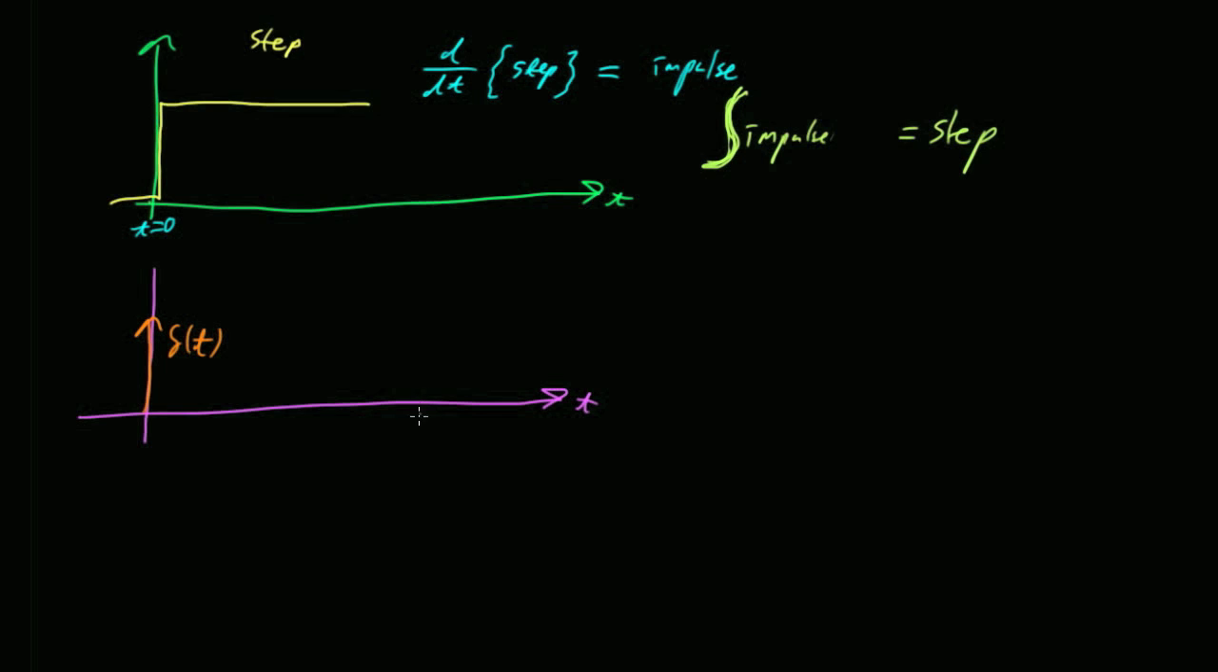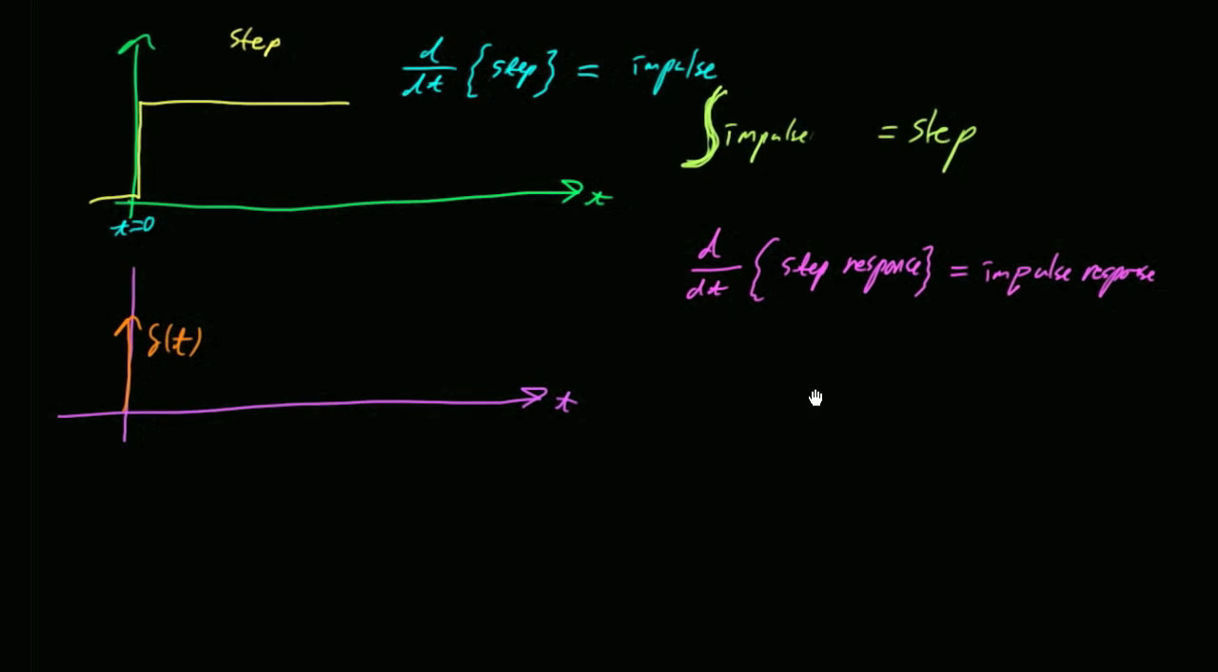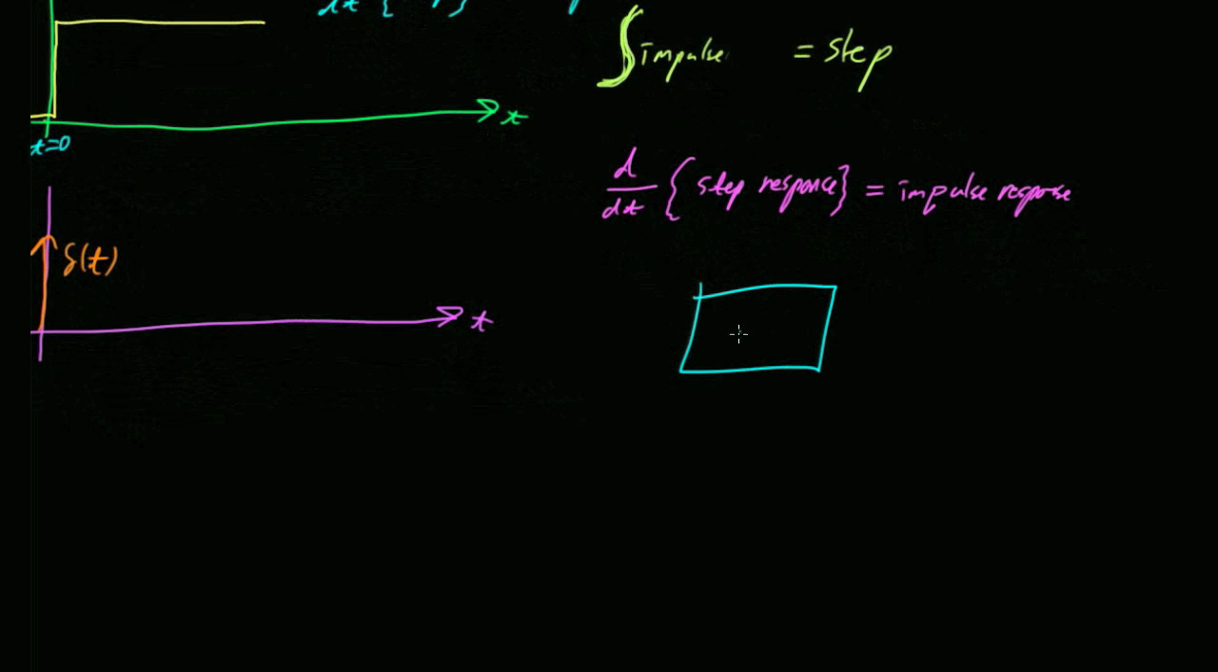The impulse response? Yeah. If you take the derivative of the step response, then you get the impulse response, which is kind of cool, right? In essence, what I'm saying is, let's say this is your system, and suppose we were putting in a step, and what came out was the step response.